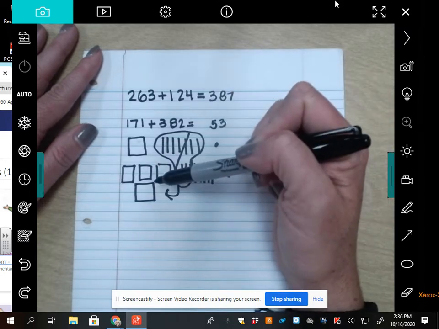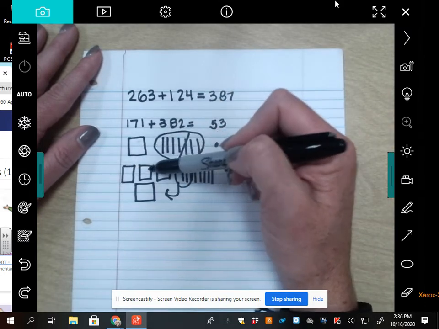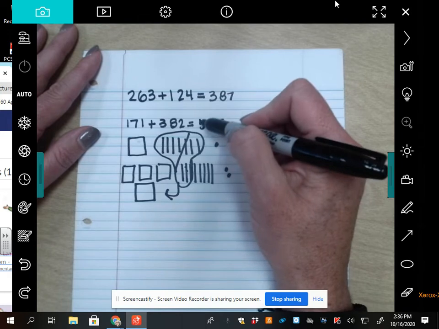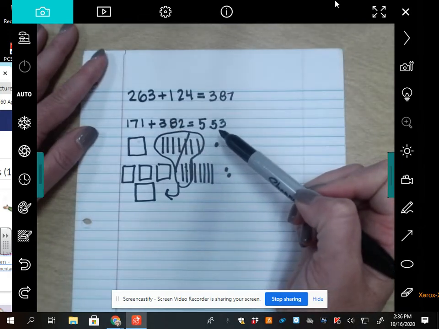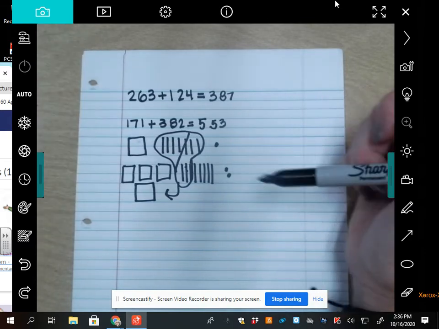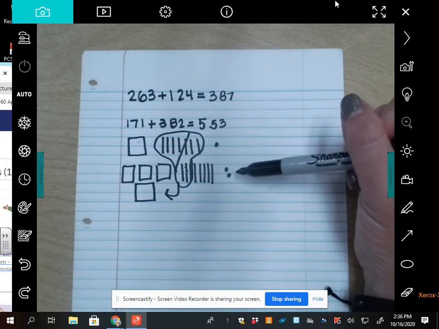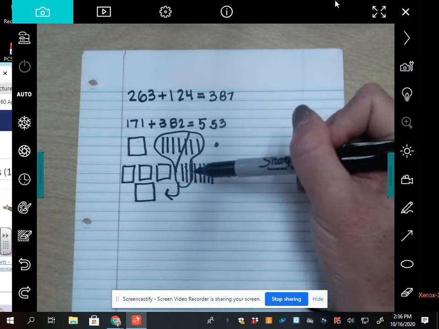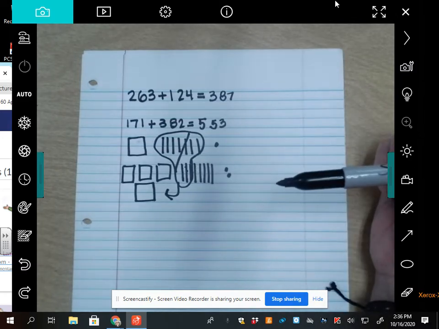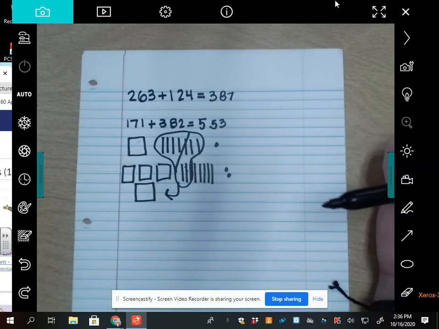Now how many hundreds do I have? 1, 2, 3, 4, 5. The answer to this problem is 553. You can do the same thing if you had more than 10 ones. You could take that set of 10 ones, circle it, and move it over to your tens if you needed to do that for a different type of equation.